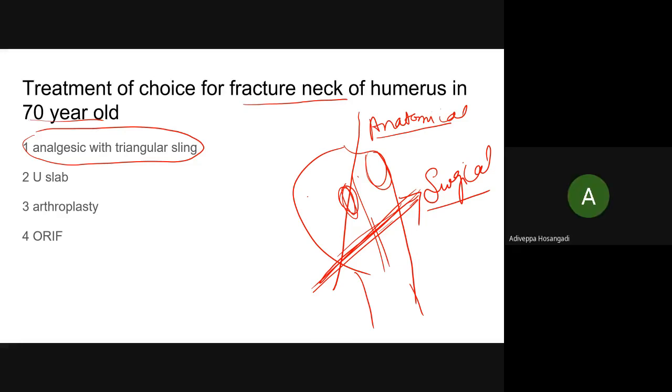Whenever they mean fracture neck of humerus, they have not mentioned displacement or dislocation. Most commonly, I told you, they happen in the elderly. You can treat them conservatively. Please remember, this question is not at all tricky. Treatment of choice of fracture neck of humerus, I mean surgical neck, is most commonly conservative. Any doubts, please ask me.